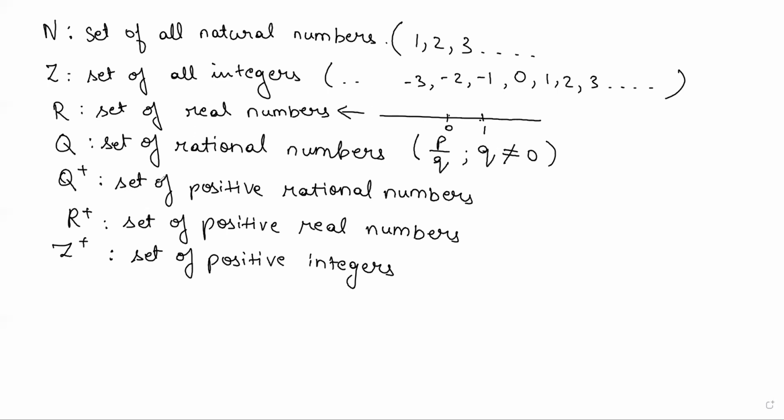Q plus is a set of positive rational numbers. Amongst p upon q, only those numbers which are positive come in this set Q plus. Similarly, Z plus stands for all positive integers and R plus stands for all positive real numbers.